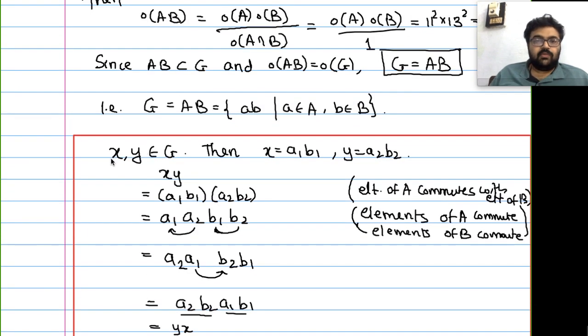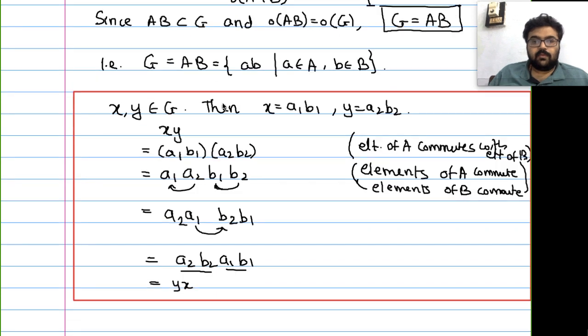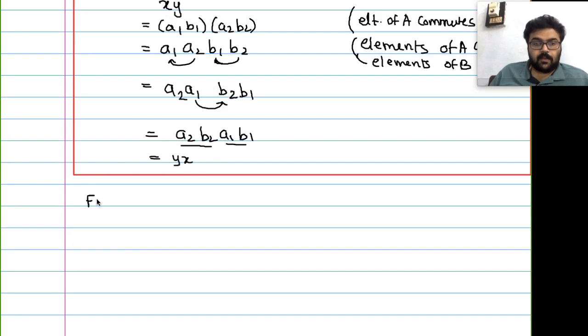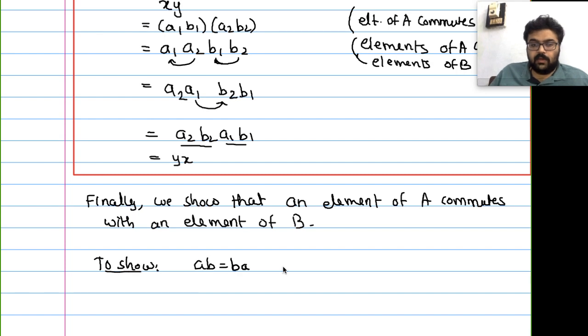Okay. So finally, because G equals AB, this makes it possible. So finally we show that an element of A commutes with an element of B, or elements of A and B commute with each other. So this is what we want to show: we want to show that ab equals ba, where a is in A and b is in B.